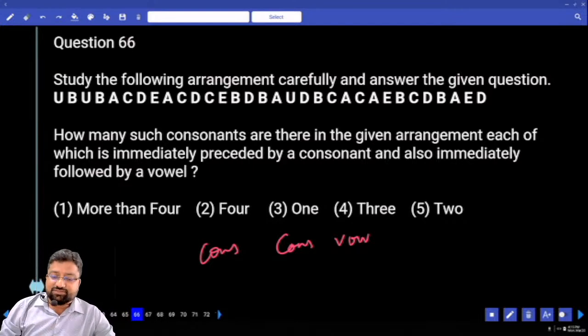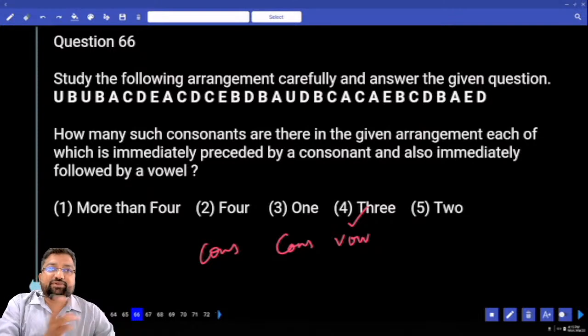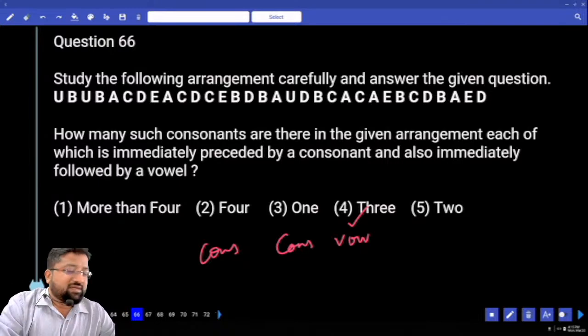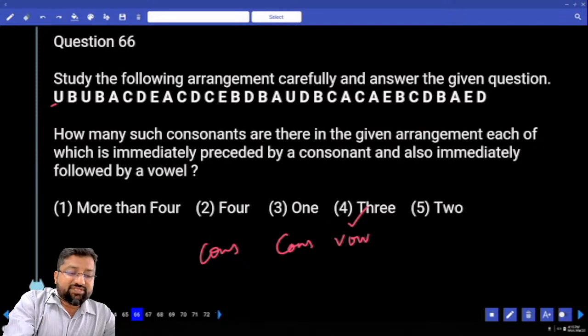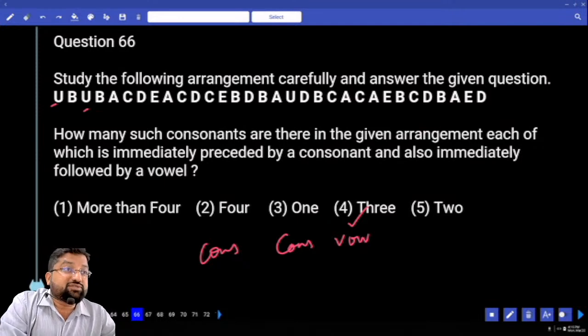What I tell you is, don't think about consonant, consonant and vowel. We'll look at vowel first. And before vowel, there should be two consonants, because this is much easier than finding consonant, consonant and vowel. U is a vowel here, but before that there's nothing. U is another vowel. Before that I should have two consonants.